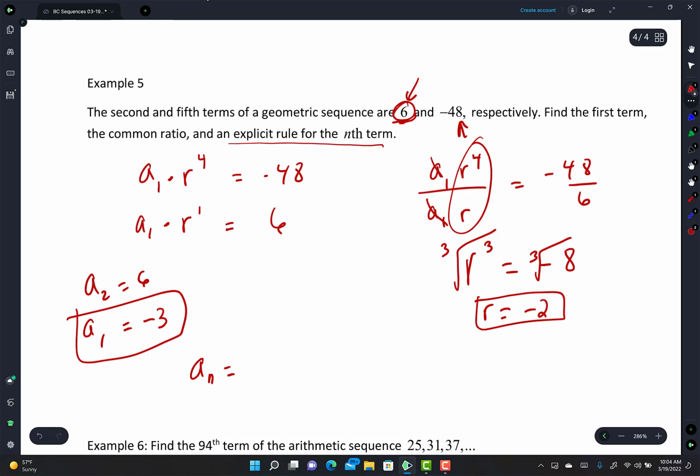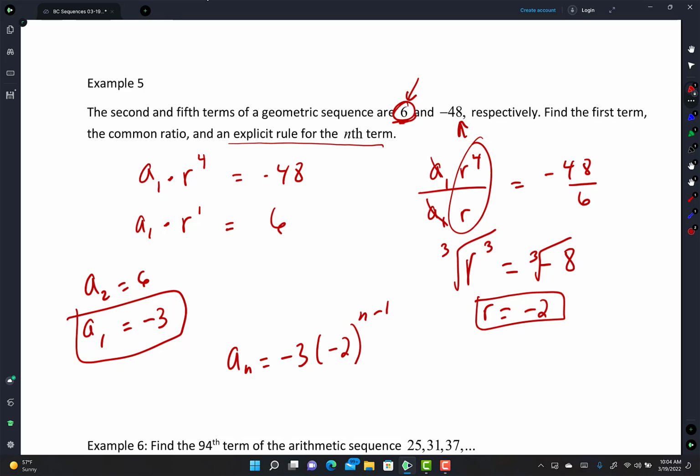A sub n. Well, A sub 1 is negative 3. Do they want it recursively or explicit? Or both? Explicit rule for the... Okay, so just explicit. A sub n equals... My first term was negative 3. So negative 3. And then my ratio was what? Negative 2. So this is what I'm going to raise to the power, because it's from the terms. So is it to the n or is it to the n minus 1? N minus 1. So let's check to see if it works, guys.